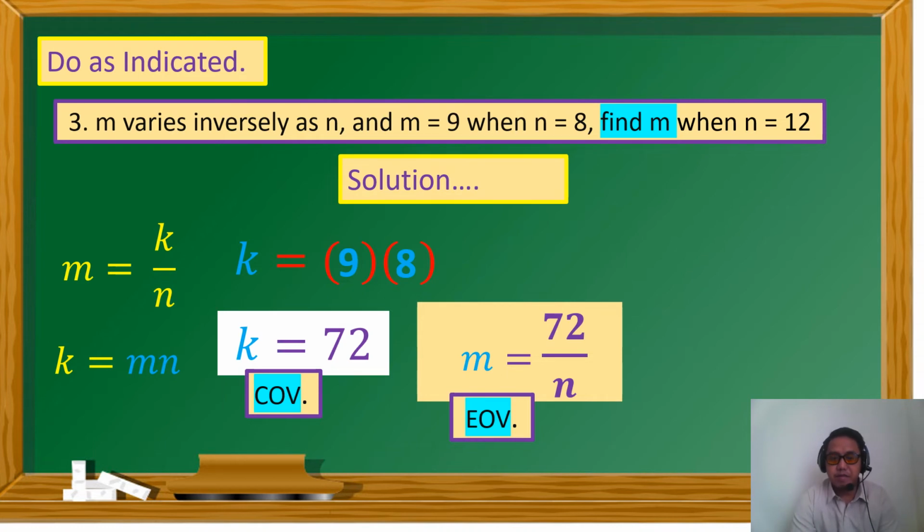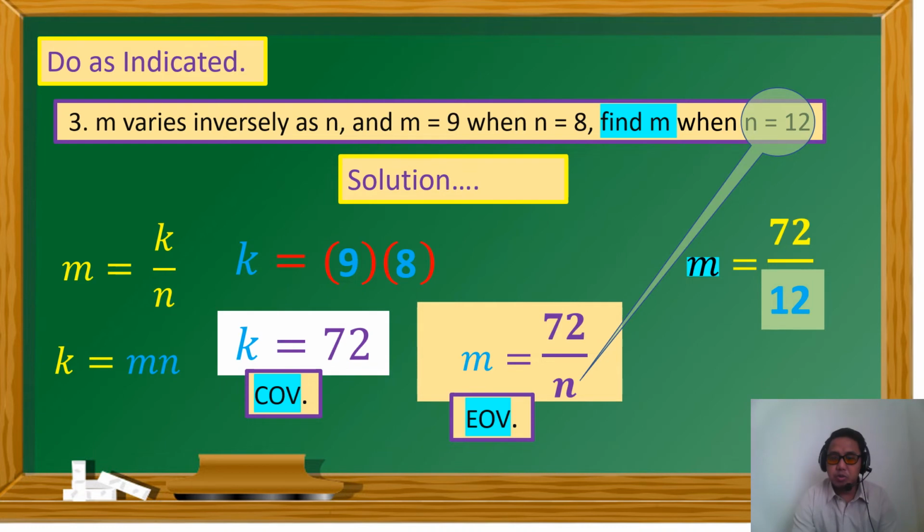So from this, use this formula to find the value of m when n is equal to 12. So we have m is equal to 72 over n. What is n? n is equal to 12. So let's substitute 12 for n. So that means m is equal to 6. Okay, so it's very easy, right? COV, multiply, get the formula, divide.